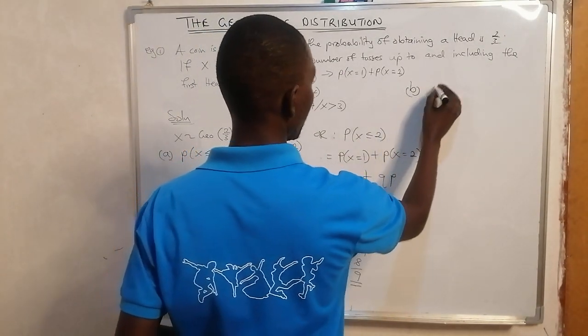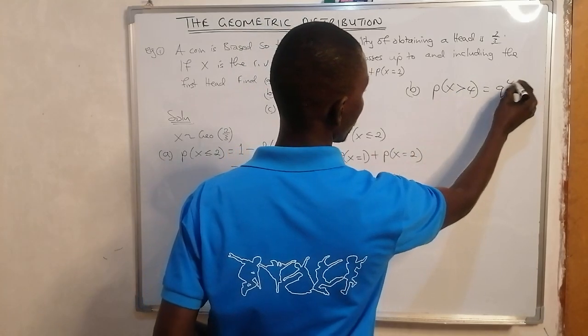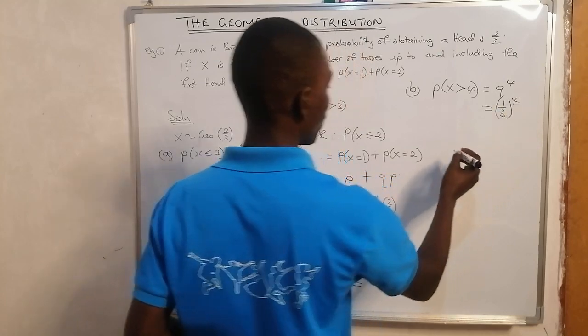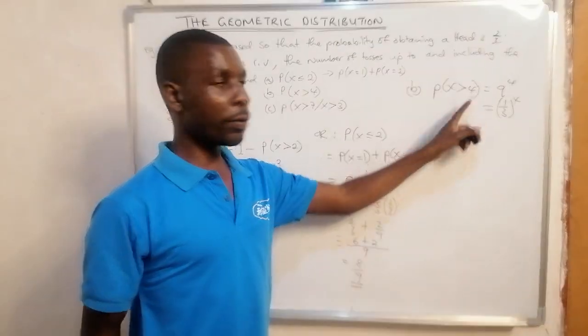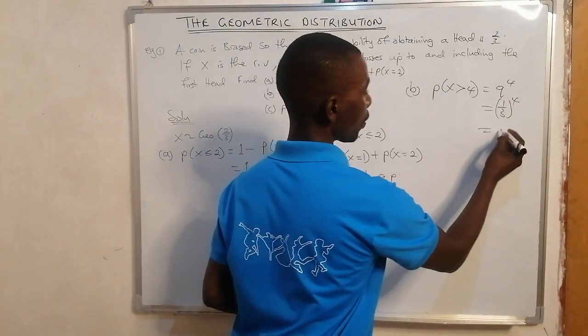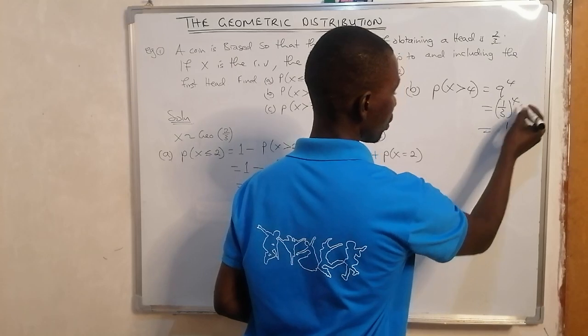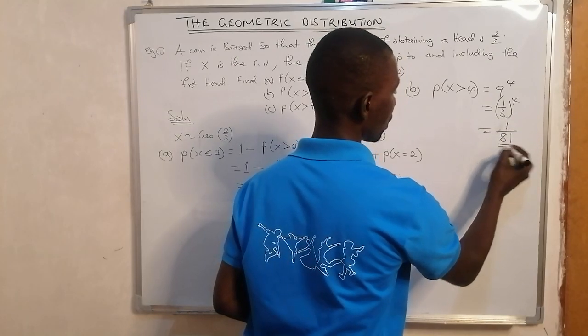For part B, P of x is greater than 4. This is the same as q to the power 4, which is 1 over 3 to the power 4. Remember result number 1, this will be q to the power 4. And here we have 1 to the power 4, that will be 1, and 3 to the power 4 is the same as 81.